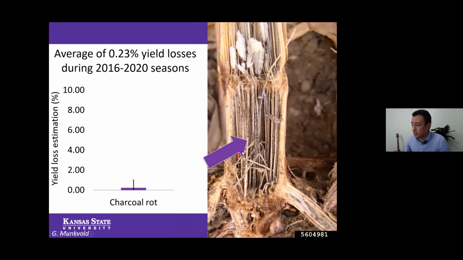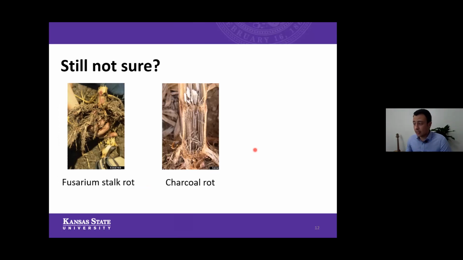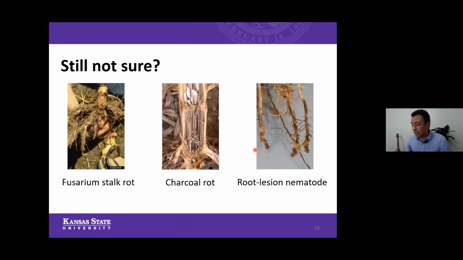And here again, I'm just showing you a picture of the shredded stem and also some of that structure that will survive in the soil. So if you're still not sure about all of these diseases that I show you here, I have Fusarium stalk rot, charcoal rot, and the root lesion nematode, which is the number 1 in Kansas.